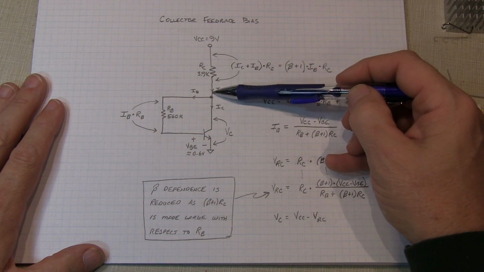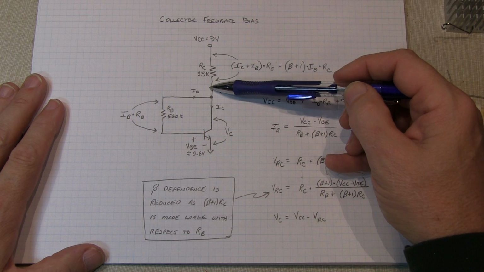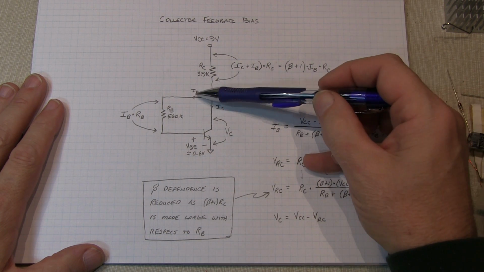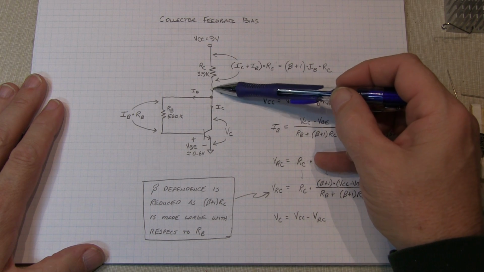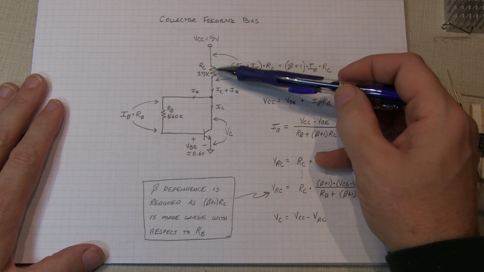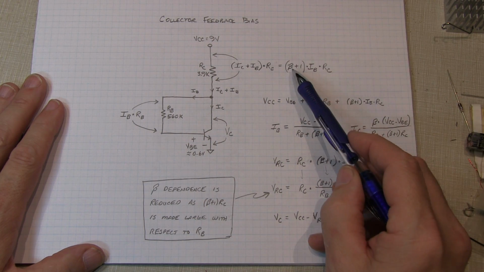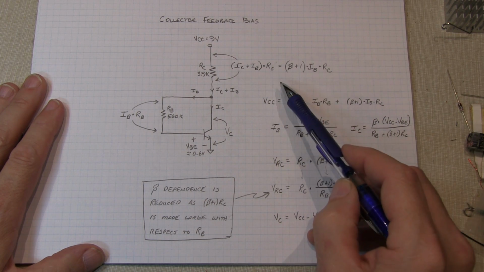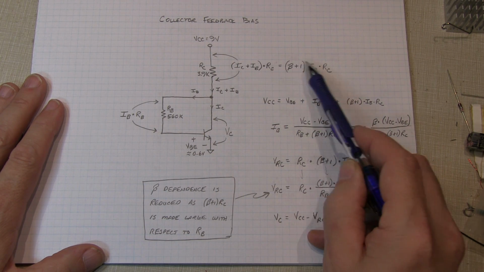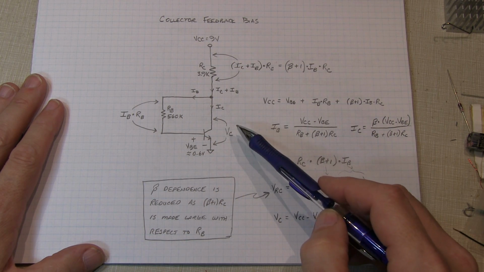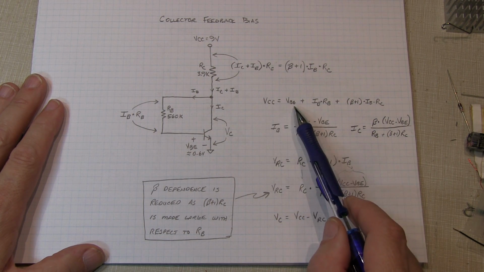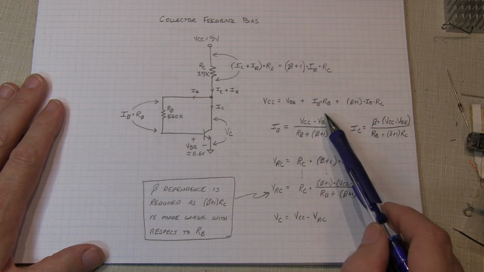The voltage across this resistor is going to be equal to essentially the collector current plus the base current, because the collector current's going down here and the base current's going down here, so the sum of them is going through this resistor. Therefore the voltage across that resistor is equal to (beta plus 1) times IB, right? Because it's IB plus beta IB. That's the total current times RC. So we can write out some equations saying that VCC is equal to the sum of those three voltages.